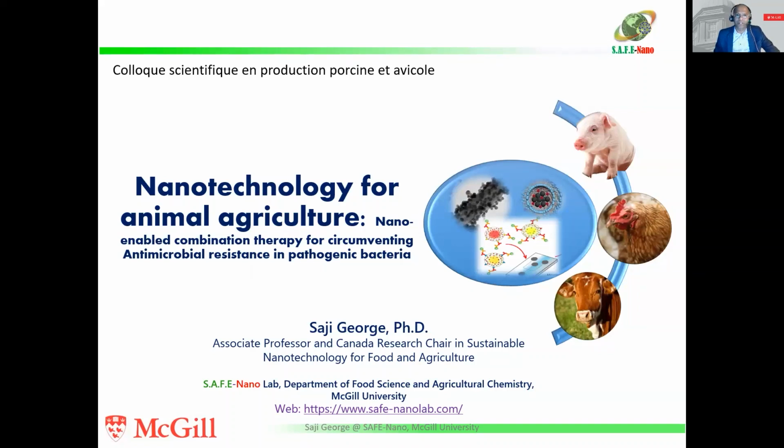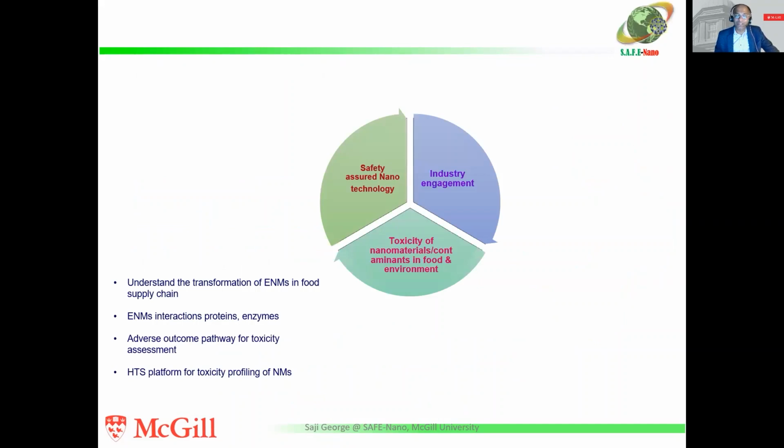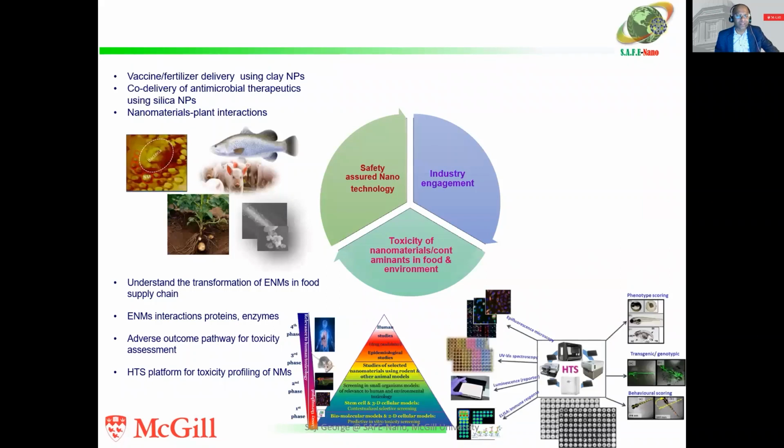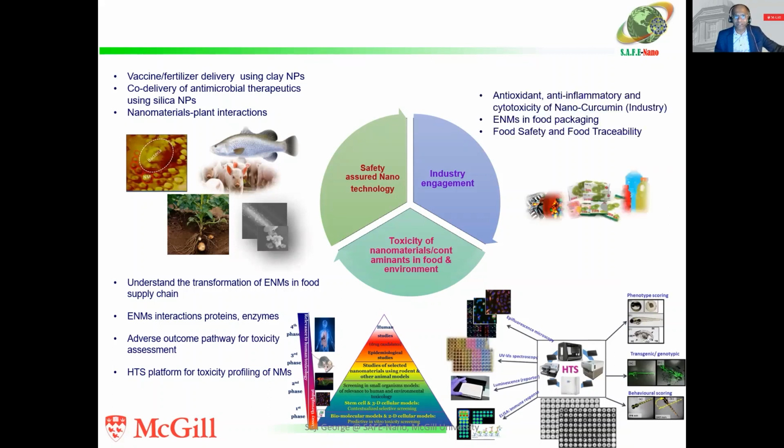My group at McGill studies nanomaterials for their potential toxicity, understanding the mechanisms, as well as studies nanomaterials for developing exciting applications in the diverse food and agriculture sector, and works with industry to translate those exciting findings from the lab. So without much time, let me talk about what nano is and how nanotechnology can be applied, giving some examples from our own research.